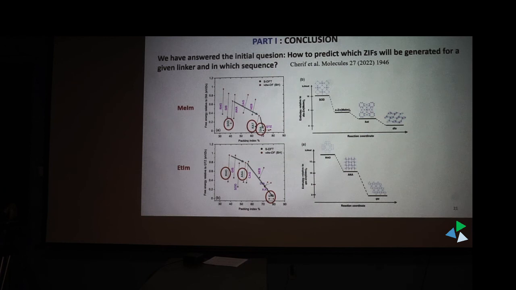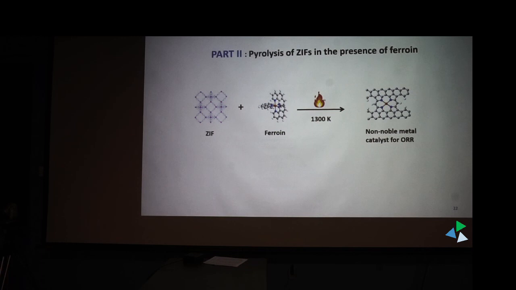Okay, in the second part of my talk, we're going to use the ZIF structures that we have just generated. We're going to mix them with this nice molecule called ferrocene, which includes iron, very important.